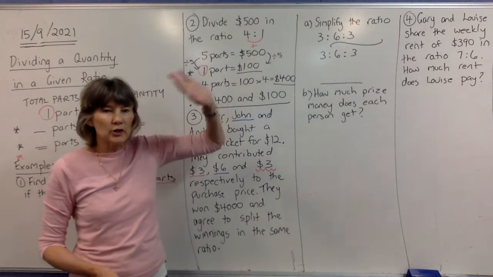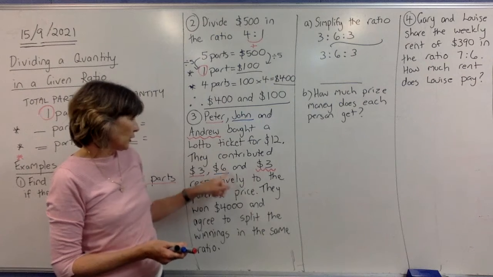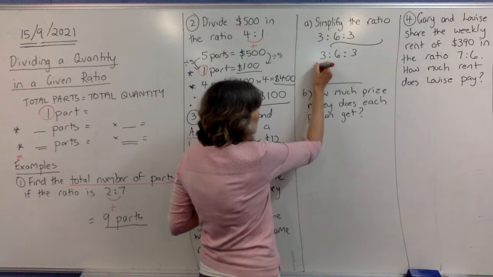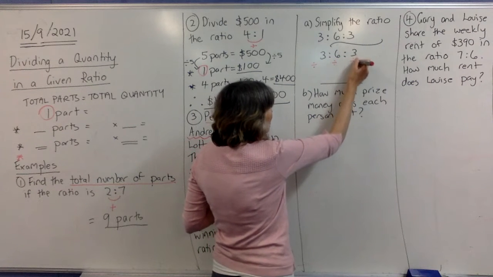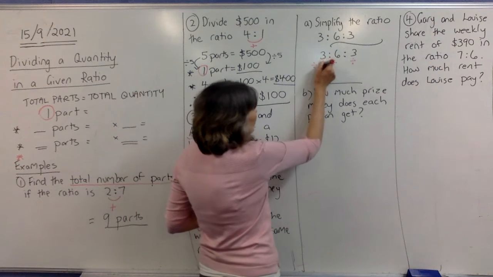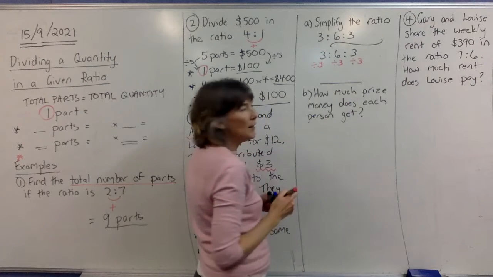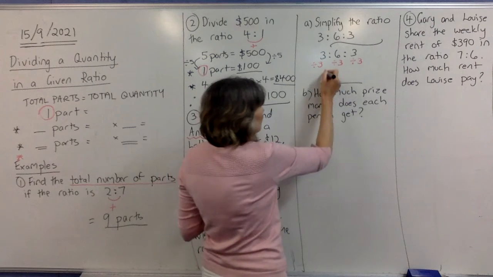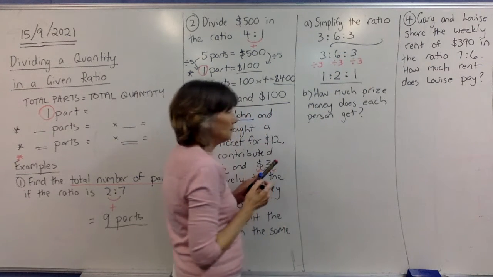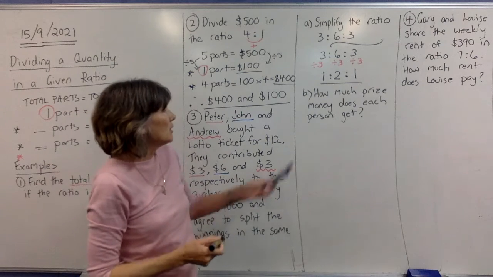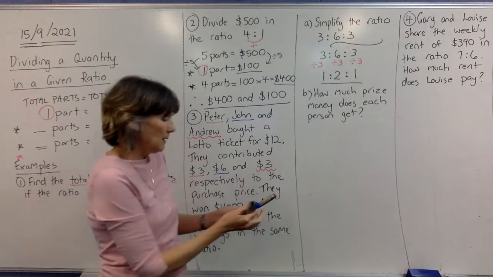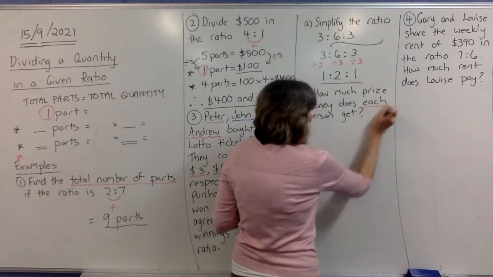Now the first part of the question just asks you to simplify that ratio, 3, 6, 3. We can't use our calculator for that because there are 3 numbers. So we have to find what number divides evenly into 3, 6 and 3, and that would be 3. So we're going to divide all these numbers by 3. 3 divided by 3 gives you 1. 6 divided by 3 gives you 2. 3 divided by 3 gives you 1. They've asked you that so that you can make their working a little bit easier in the next part. So now they want to know how much prize money does each person get.